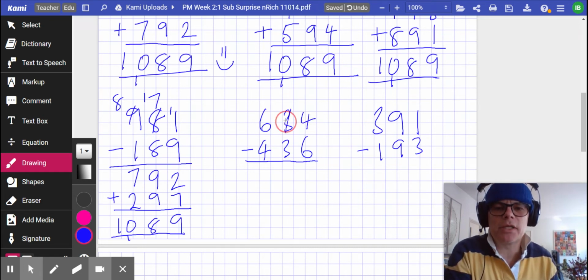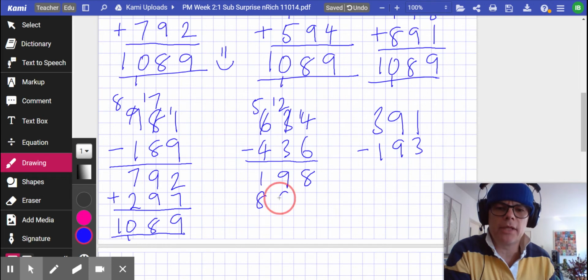4 take away 6 we can't do. Borrow a 10. 14 take away 6 is 8. 2 take away 3 we can't do. Let's borrow a 10 there. So 12 take away 3 is 9. 5 take away 4 is 1.